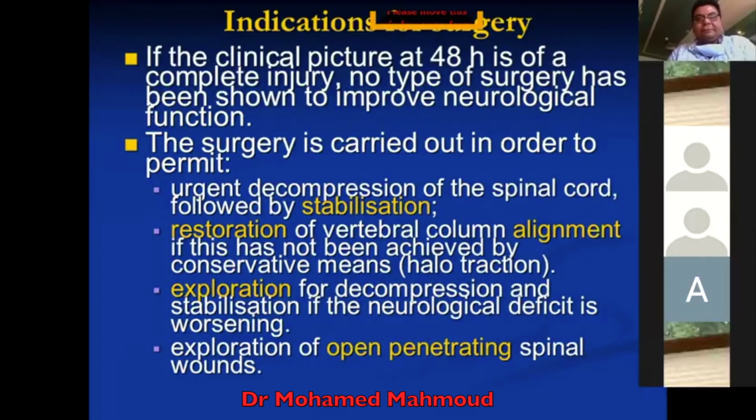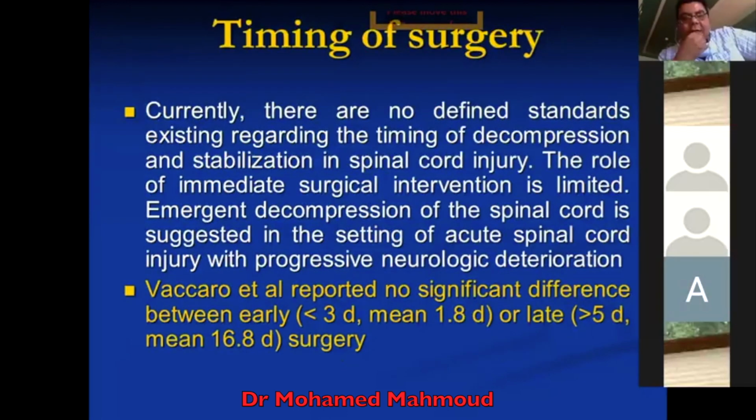Timing of surgery. There is no defined standard and no existing proof for the timing of surgery for decompression and stabilization of spinal cord injury. The role of immediate surgical intervention is limited. Emergency decompression of the spinal cord is suggested in the setting of acute spinal cord injury with progressive neurological deficit. Fehlings et al. reported no significant difference between early, before 3 days, or late phase of intervention.